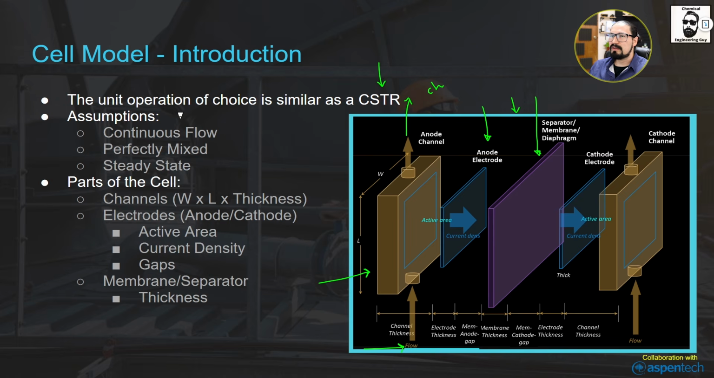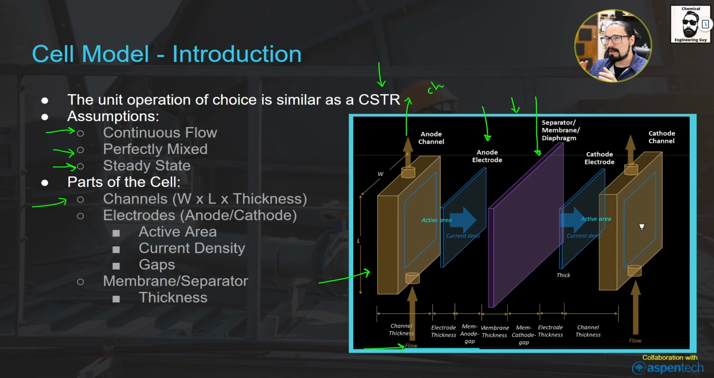a reactor, a continuous stirred tank reactor, because the assumptions of continuous flow were on point: they are perfectly mixed, and they operate in steady state, which is pretty similar to the operation that we have in the electrolyzer. Now continuing, as stated before, these are the main parts, and later on we're going to see how to fill up the input data for the electrolyzer.